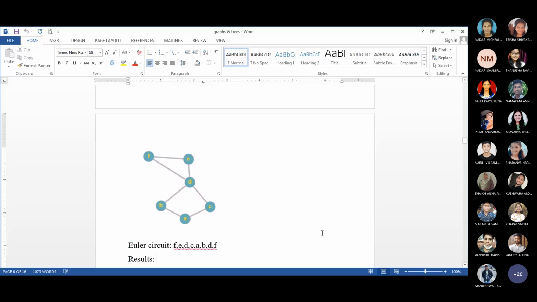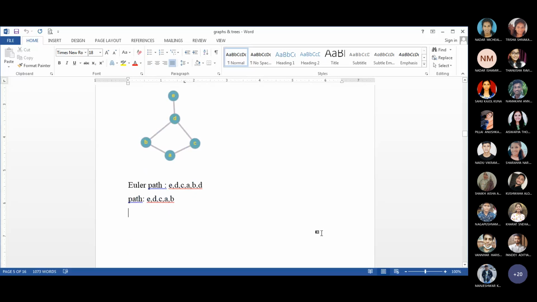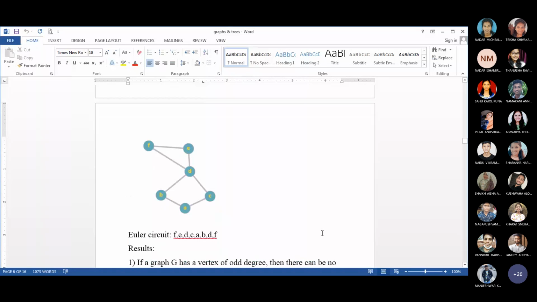This is another example where we have a graph on 7 vertices. So in this case, we have taken the example of a Euler circuit starting from vertex F and ending at vertex F, and every edge is considered exactly once.